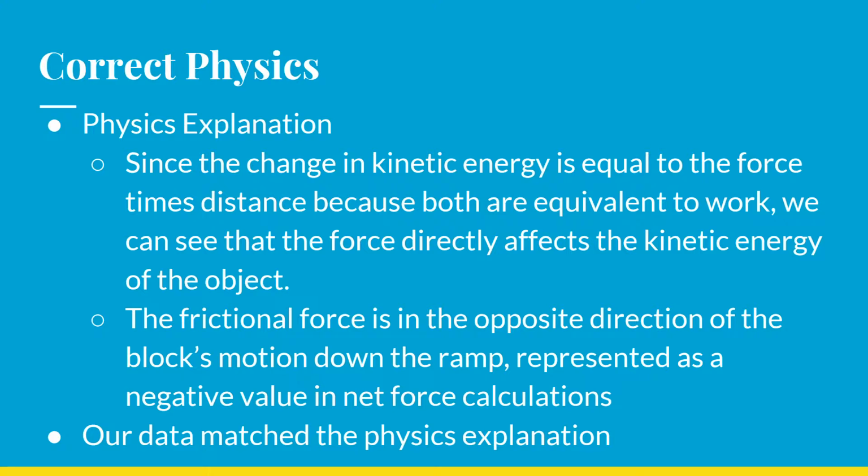Since the change in kinetic energy is equal to the force times distance because both are equivalent to work, we can see that the force directly affects the kinetic energy of the object. The frictional force is in the opposite direction of the block's motion down the ramp, represented as a negative value in net force calculations.